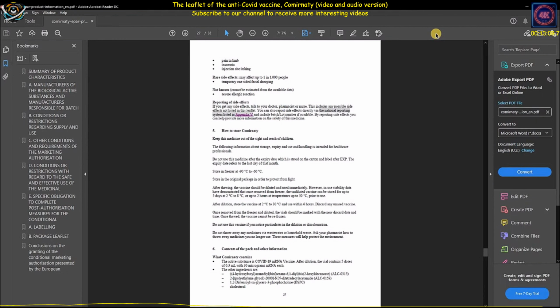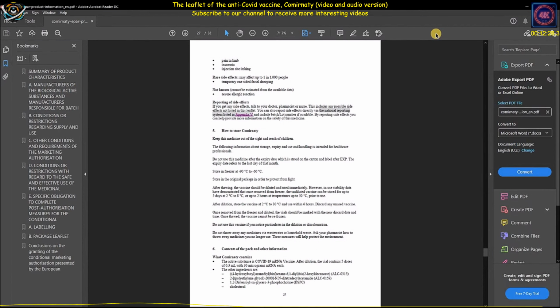After thawing, the vaccine should be diluted and used immediately. However, in-use stability data have demonstrated that once removed from freezer, the undiluted vaccine can be stored for up to 5 days at 2 degrees Celsius to 8 degrees Celsius, or up to 2 hours at temperatures up to 30 degrees Celsius, prior to use. After dilution, store the vaccine at 2 degrees Celsius to 30 degrees Celsius and use within 6 hours. Discard any unused vaccine. Once removed from the freezer and diluted, the vials should be marked with the new discard date and time. Once thawed, the vaccine cannot be refrozen.